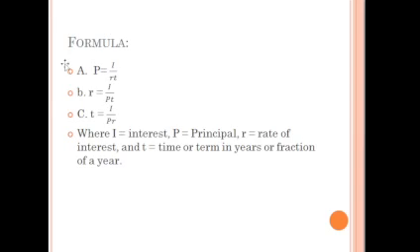Okay, these are the formulas that we're going to use in dealing with simple interest. P is equal to I over RT, R is equal to I over PT, and T is equal to I over PR. These formulas were derived from the interest formula, that is I is equal to PRT, where I is the interest, P is the principal, R is the rate of interest, and T is the time or term in years or fraction of a year.